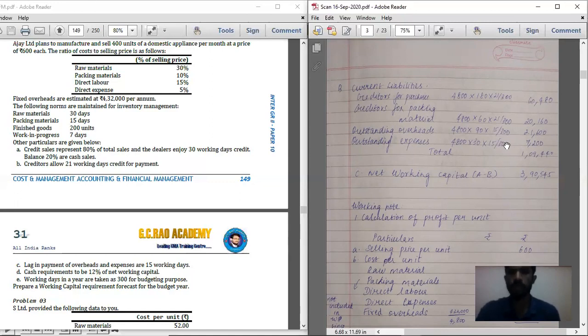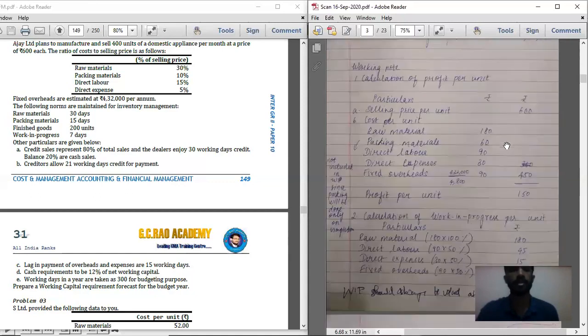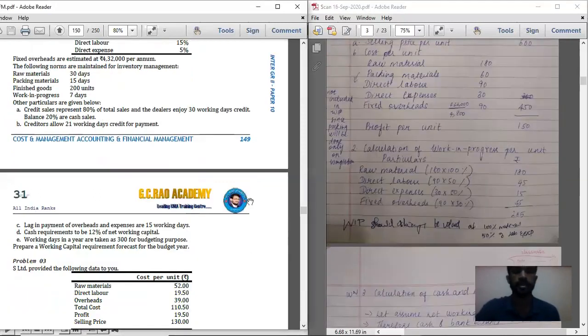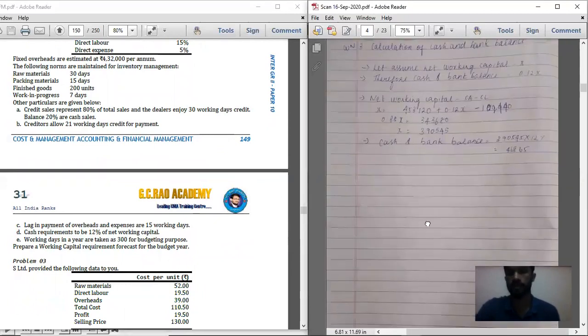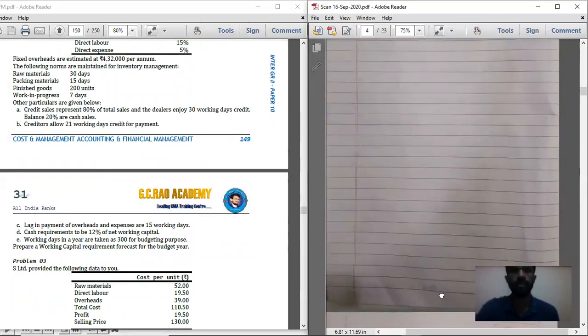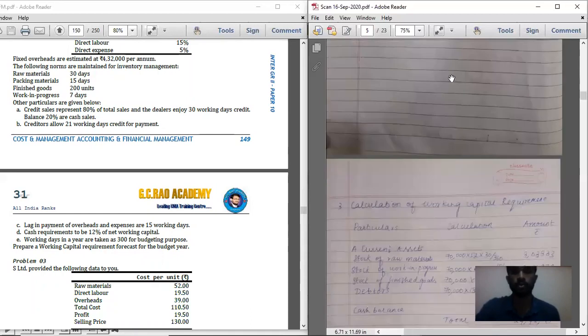So this is problem number 2. This is how you should calculate net working capital if they have given this point number D adjustment, that is, if they have given cash and bank balance as a percentage of net working capital. So with this we have completed problem number 2.